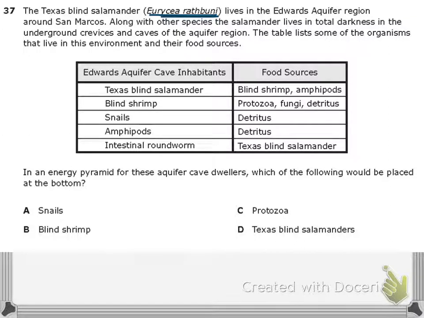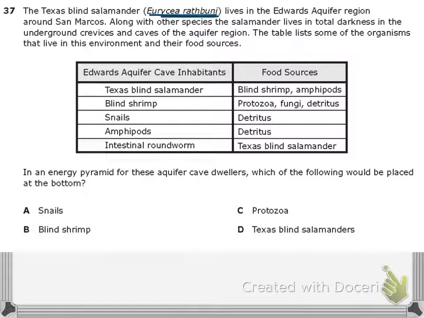So, number 37 states, the Texas blind salamander lives in the Edwards Aquifer region around San Marcos. Along with other species, the salamander lives in total darkness in the underground crevices and caves of the aquifer region. The table lists some of the organisms that live in this environment and their food sources. And then there's a table that gives us that information.